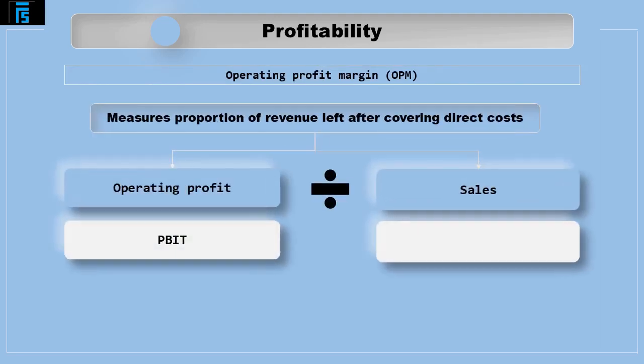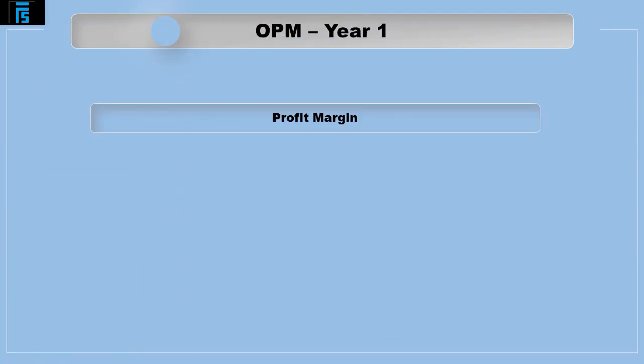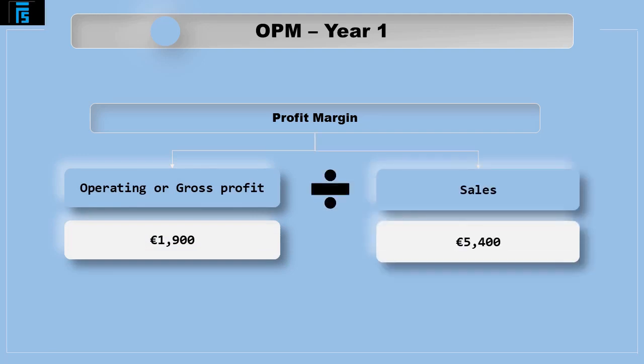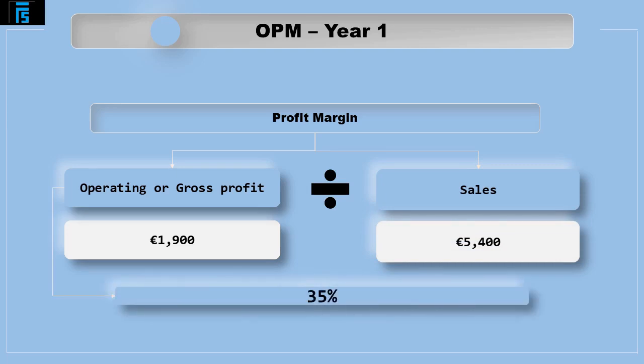Another profitability ratio which is commonly used to assess the performance of a company is the operating profit margin, measuring the proportion of revenue left after covering the costs directly associated with generating this revenue. So, in year 1 of the analyzed case, the operating profit margin is computed by taking the gross profit of €1,900 and dividing this number by the total sales of €5,400, which gives a result of 35%.